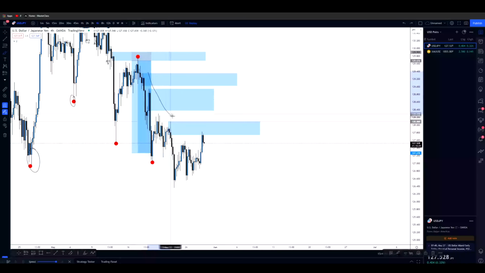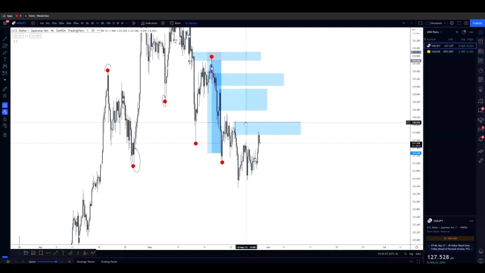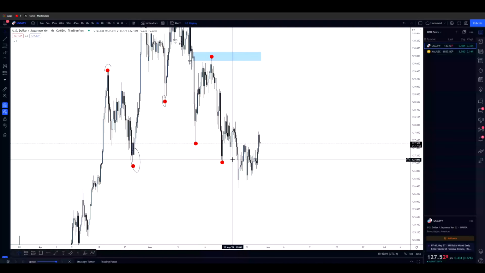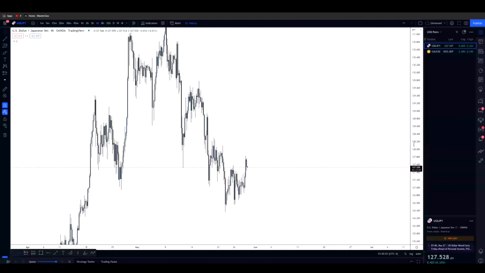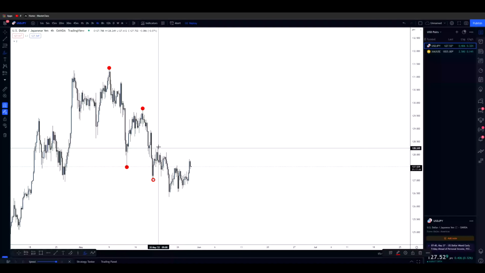But these two levels that I'm so focused on, they're still valid. And mind you, new structure was also created. So let's delete everything here and let's reanalyze the macro view. The macro view is this high to this low. And then from this low to this high, from this high to this low, from this low to this high, from this high to this low, and then from this high to this low.